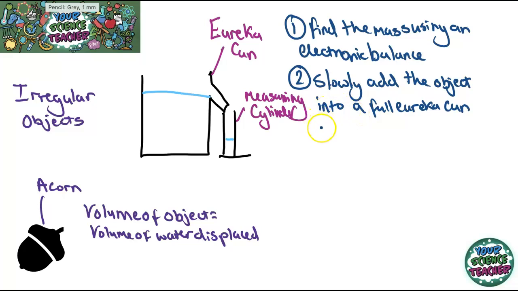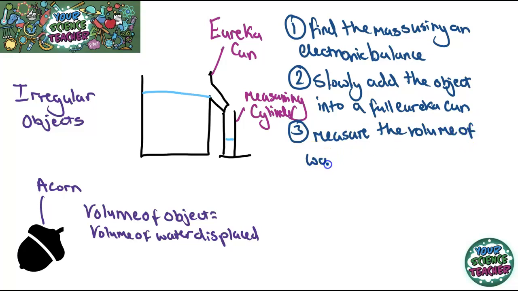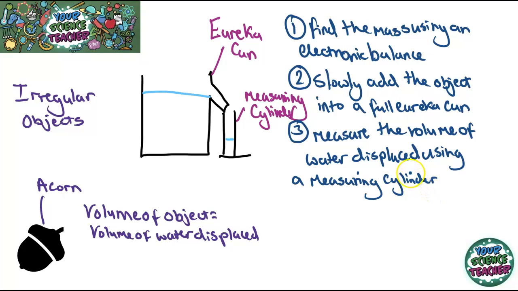So I've slowly added the object into a full Eureka can, and the next thing I'm going to do is measure the volume of water displaced using my measuring cylinder. It's really important that you tell the examiner why you're doing this if they ask you for a method. So the next thing I'd say, my number 4 point, would be that the volume of the object is equal to the volume of the water displaced. And then finally, I can find the density using density equals the mass divided by the volume.